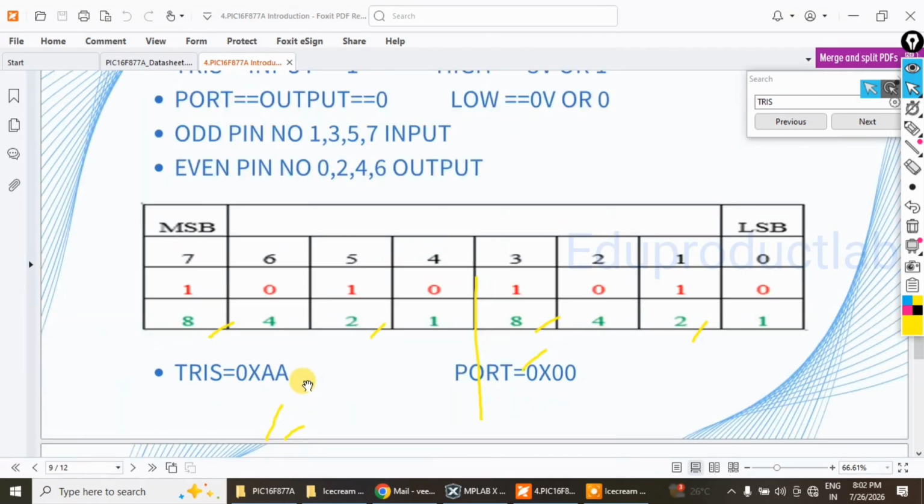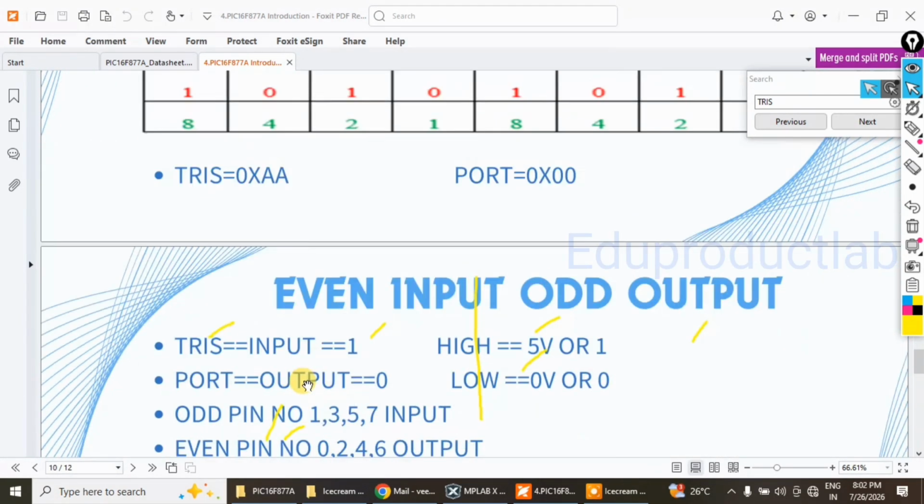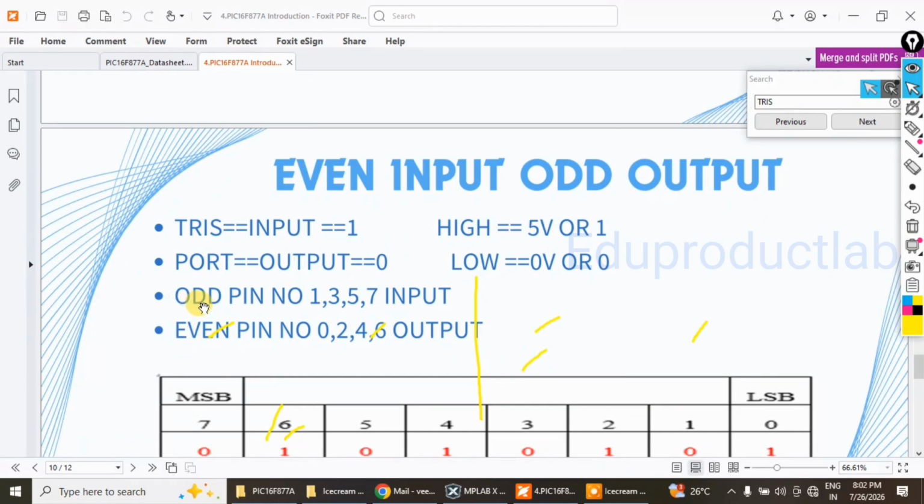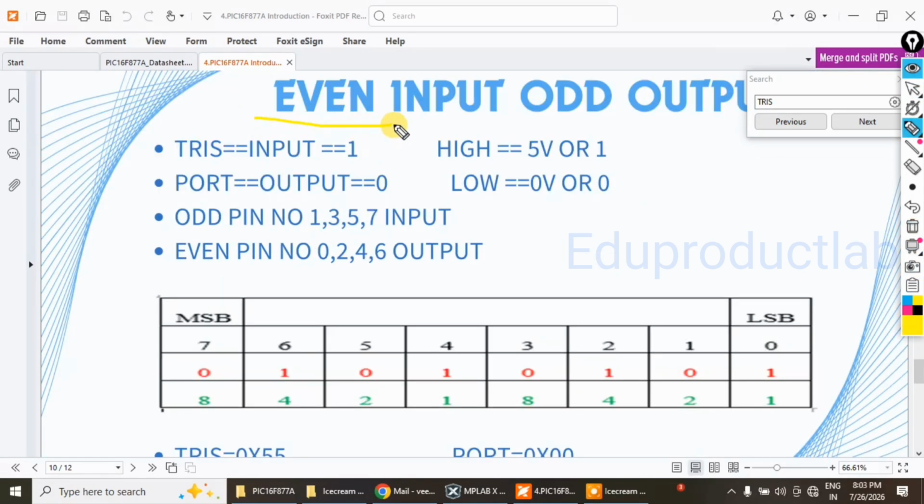Here even is input, odd is output. Here it does not say odd pin is input, even pin is output. This is from the previous concept. So on the slide, even pin is input, odd pin is output. Odd pins are 1, 3, 5, 7, which are output. I did not change the PPT slide; in the next videos I will change it. So odd pin is output, even pin is input.